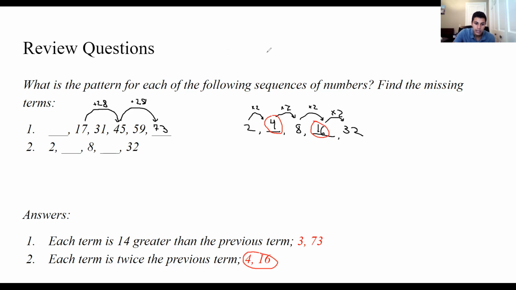Now we can write that our pattern is that each term is twice the previous term, because we're multiplying by 2 to get to the next term in the sequence. That's all, and thank you for watching.